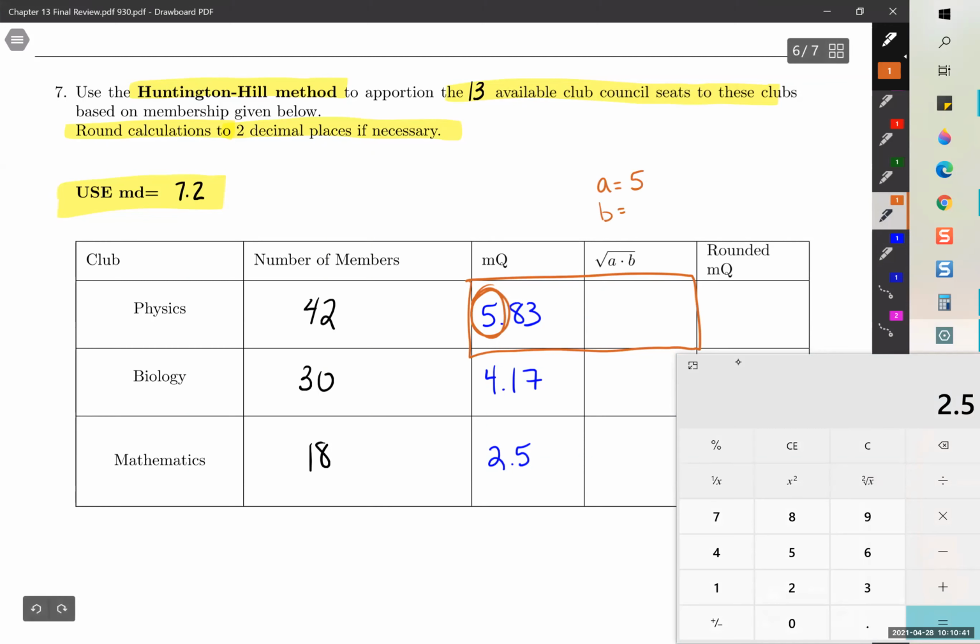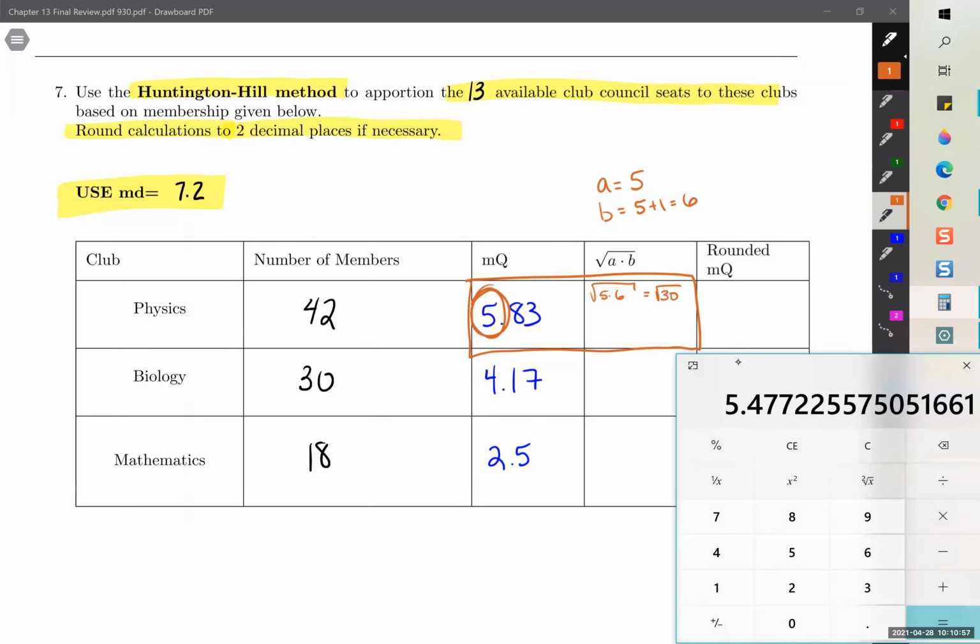B is guaranteed to be whatever A is plus 1, so in this case, it's 6. So what I should type into my calculator is the square root of 5 times 6, which is the square root of 30. I'll find that in my calculator and round to 2 decimal places. So 4.47. Now I look to the right, it's a number greater than 5, so this rounds up to 5.48.